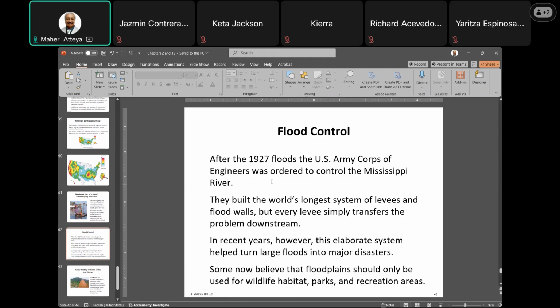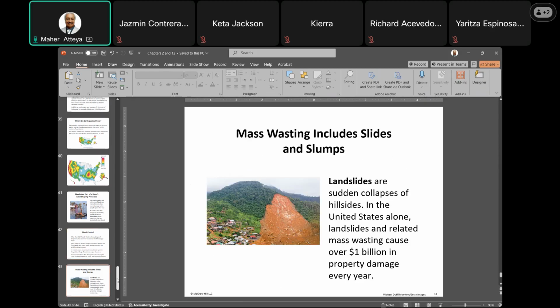They can even supply cities from the snow from the Rocky Mountains in Colorado. Those mountains have a lot of snow. So you can see we can control those floods by building dams. Okay, the world's largest system of levees, flood walls, and dams. All this helps to control the floods.